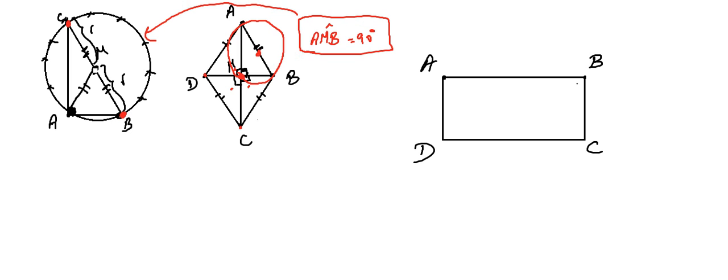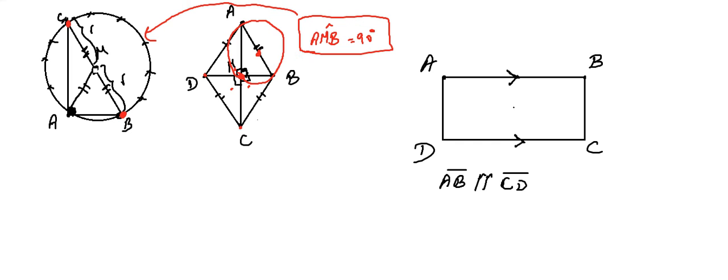AB and CD are opposite sides of a rectangle, right? So are they parallel? Yes, they are parallel. So first thing I have to know is that AB is parallel to CD. What else? So what will be the locus of the set of points which is equidistant from two parallel lines?